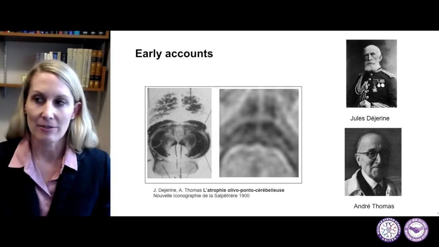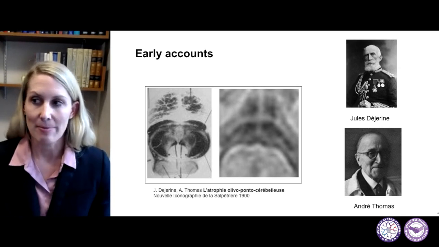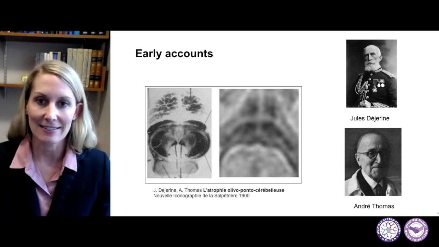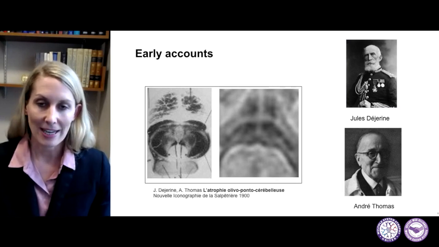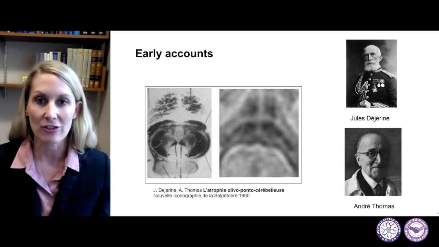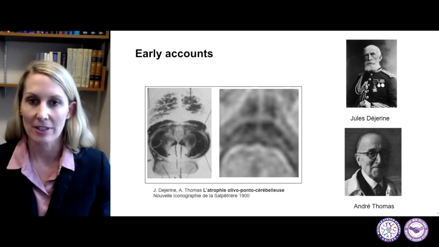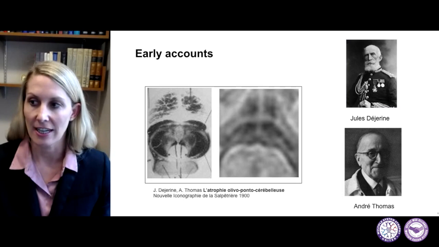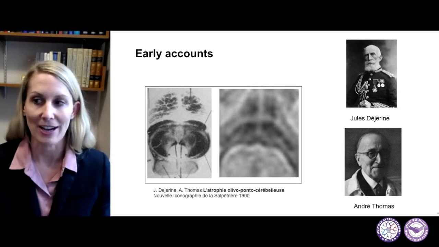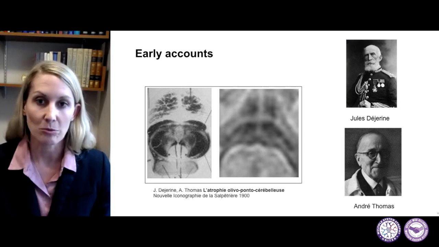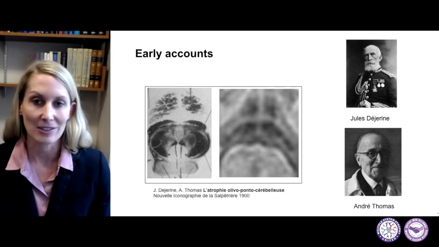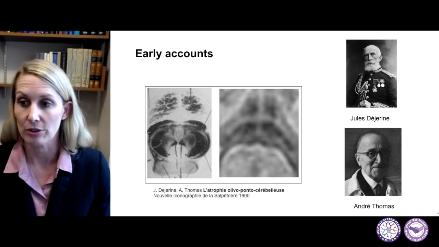The initial accounts of what is now known as MSA were in the late 19th century. French and German accounts talked about orthostatic hypotension with other movement disorders. But it was really in 1900 when Jules Desjardins and Andres Thomas described a syndrome called olivopontocerebellar atrophy with two patients, one of whom had an autopsy case. This was a 52-year-old woman and a 42-year-old man.